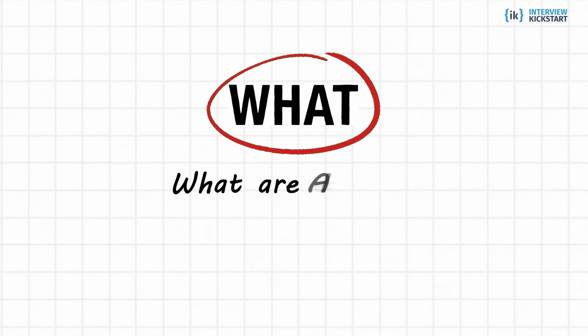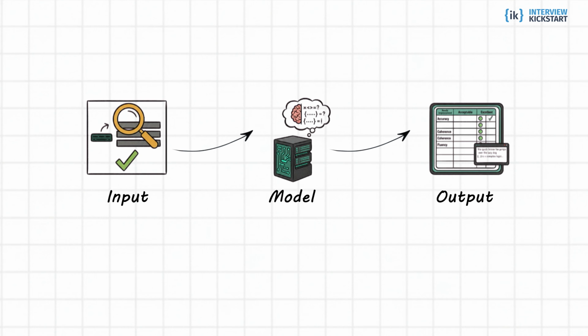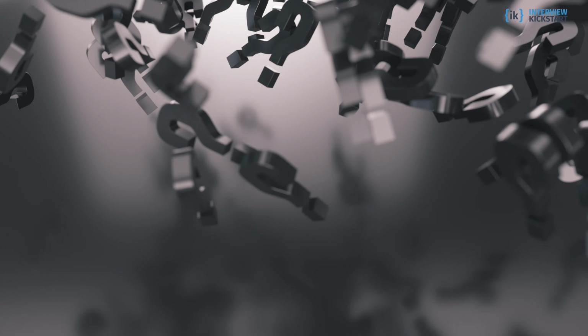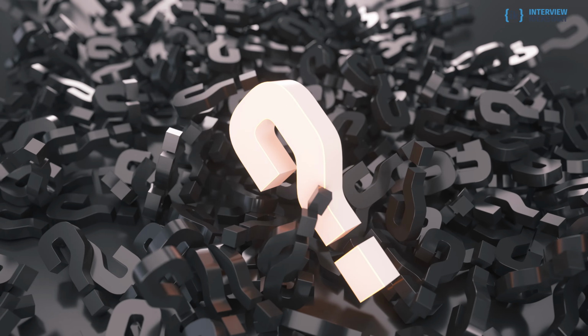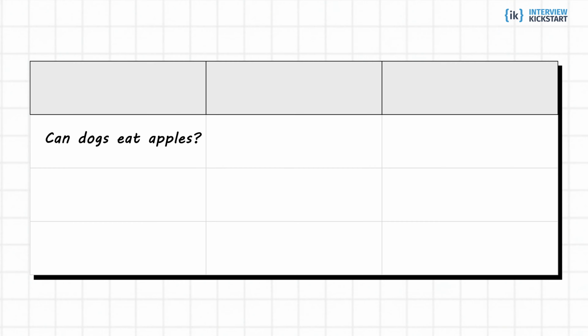So what are evals? Think of evals like pop quizzes for your model. You've got an input, then the model, and then the output. The eval is where you grade that output using some sort of rubric. Let's take an example. Back when I worked for Amazon Alexa, we'd get like 100 million utterances, or basically questions or commands, coming in every single day. Some of the popular questions were, can dogs eat apples?